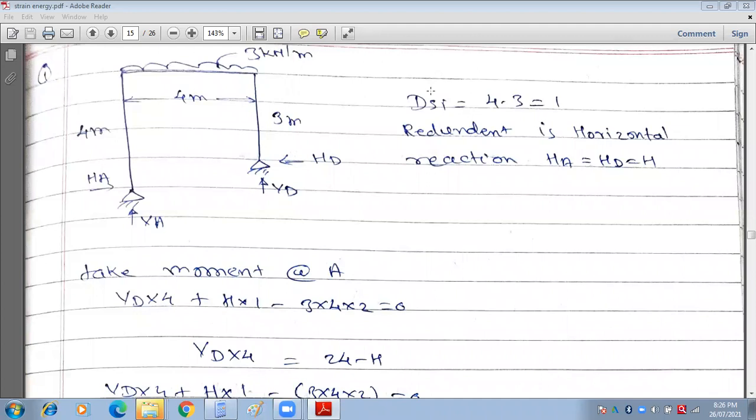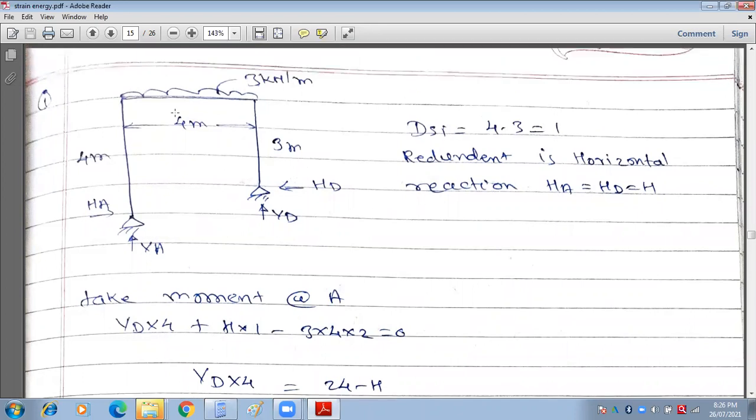Hello friends. Today we are discussing the strain energy method, which is used to solve the portal frame. Now if you see here, this portal frame carries a UDL of 3 kilonewton per meter.